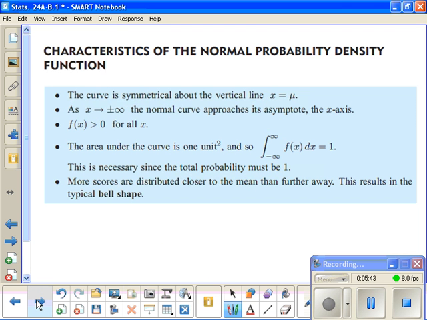All right, continuing. Characteristic of a normal probability density function: the curve is symmetrical on both sides of mu, or the mean. As x goes to plus and minus infinity, the normal curve approaches an asymptote, the x-axis. f of x is always greater than 0. The area under the curve from negative infinity to positive infinity is a total of 1, and all probabilities have to add up to be 1. More scores are distributed closer to the mean than farther away. The result is a typical bell-shaped curve.